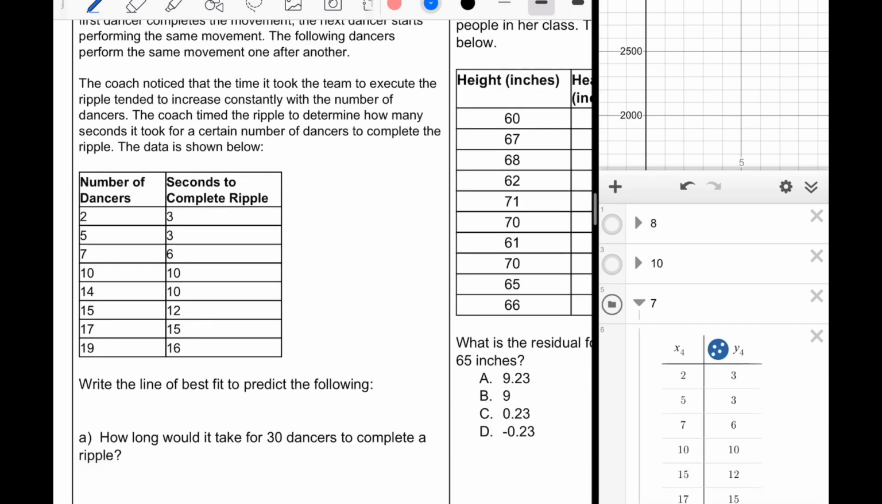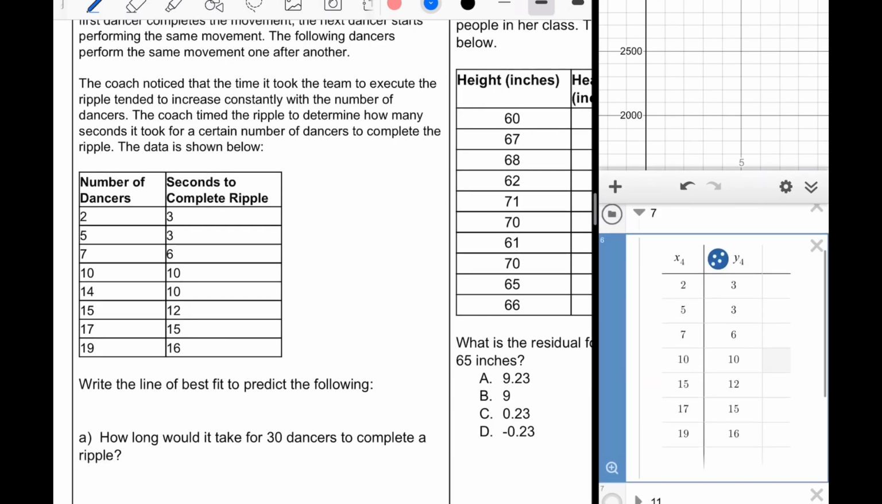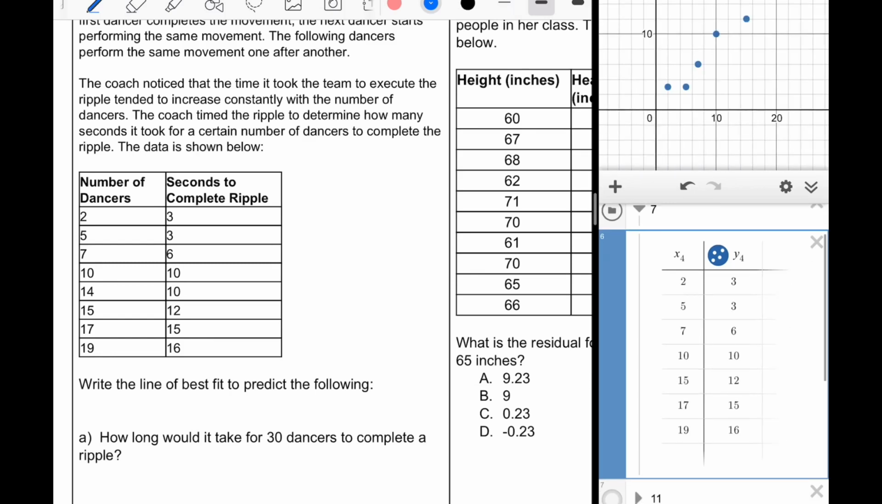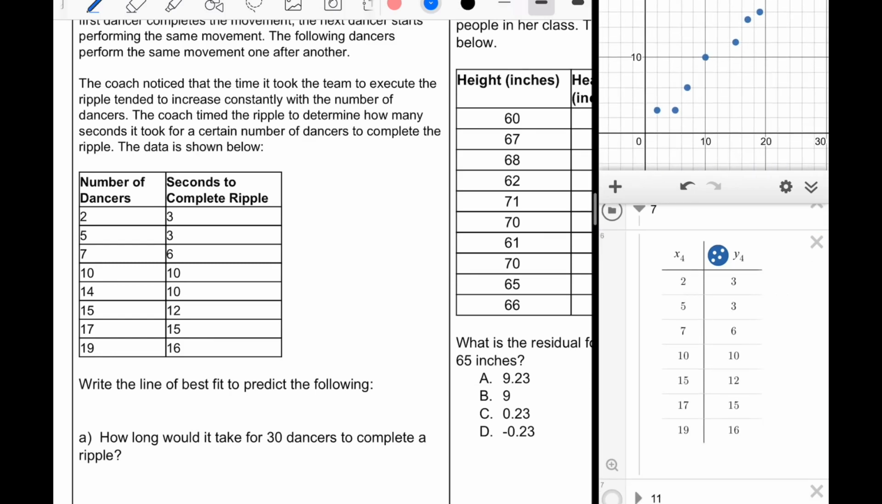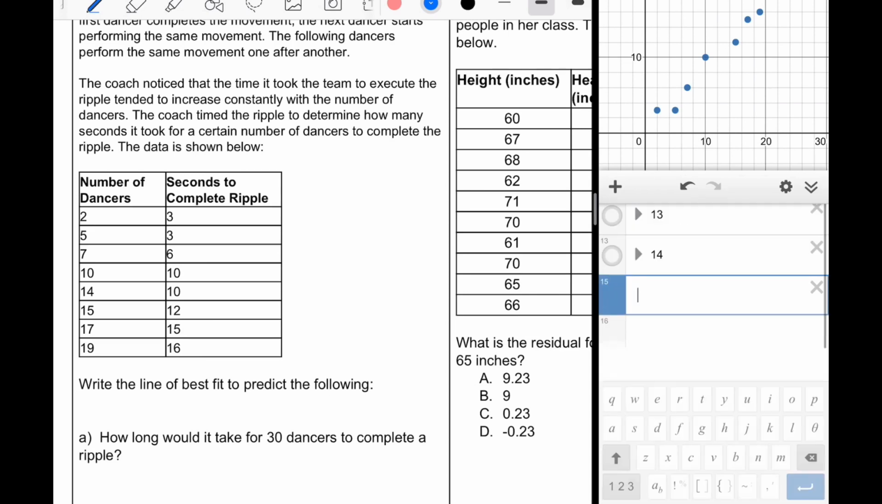For number 7, I've already got my information put in. I'm going to do my scatter plot. I can see that it does have a positive, strong trend happening. And of course, I'm going to look at my table and I have X4, Y4. So I'm going to find that best fit model.